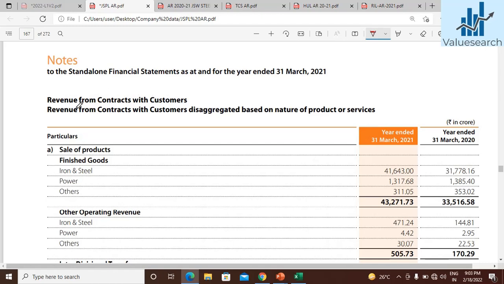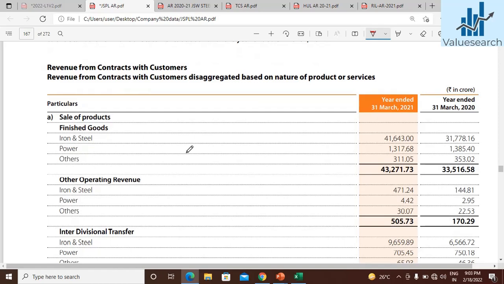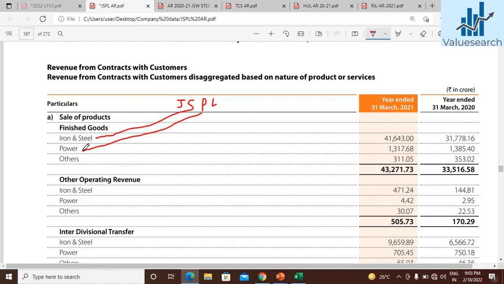Revenue from contracts with customers, disaggregated based on nature of products or services. If you look at the company's business in the management discussion and analysis, as well as in the introduction part of the company's profile, you will find that the actual full name of this company is Jindal Steel and Power Limited. So it is a steel and power company, a steel producing as well as a power producing company. This is sale of products. What are the main products that they sell? Iron and steel. Another thing that they sell is power. And they also have others, which is of this amount.